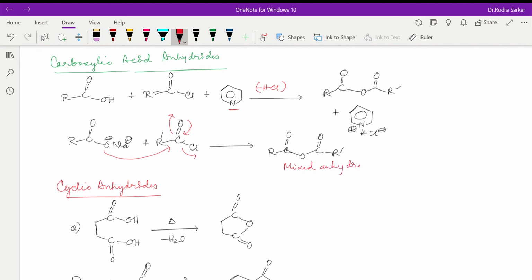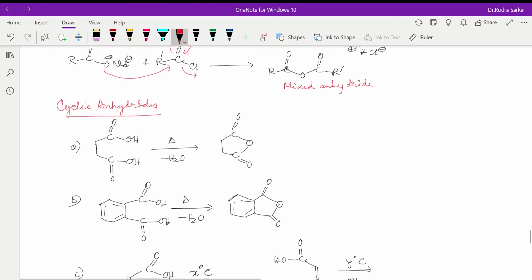Okay. Now we're going to discuss how to make cyclic anhydride. This is a very good topic for competitive exams. Here we have a succinic acid, which, because the two carboxylic groups can come forward, we can think under a little bit of temperature, rather this can give away the water molecule to form succinic anhydride.